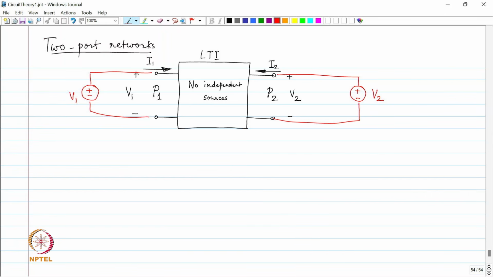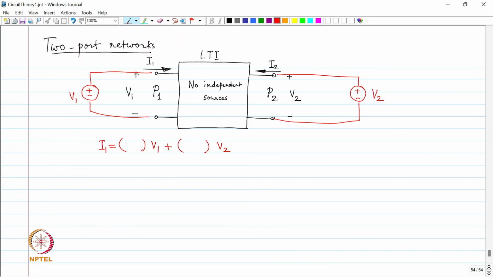Now, before you apply V2 at port 2, can we use superposition? Is the superposition theorem valid or not valid in this case? Valid, because there are no other sources involved. So, for example, I1 will be equal to something times V1 plus something else times V2. Is this okay?